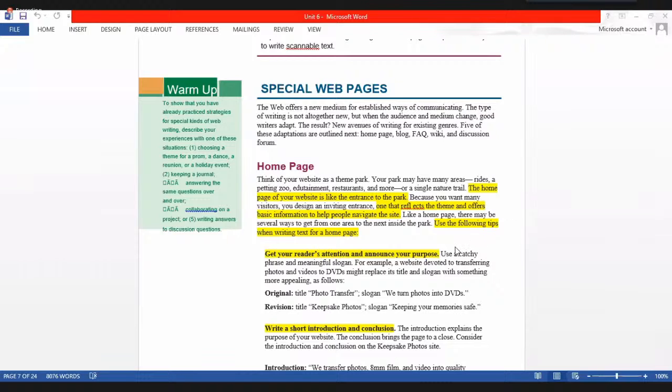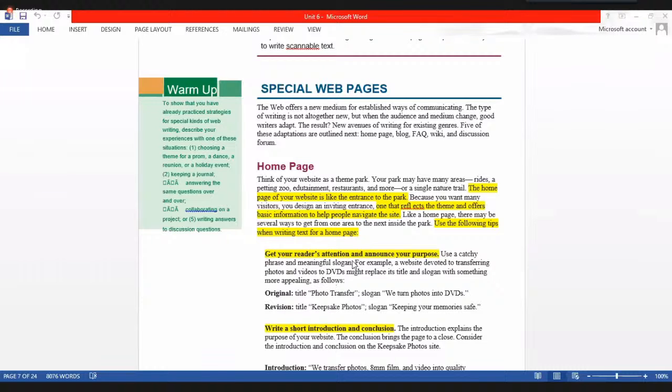If that basic information given there is eye-catching, and if it is effective, then the readers will navigate. Then the readers will search further. Otherwise, the readers will skip that. So that's why it is like the entrance to the park. Use the following tips when writing text for a home page. If you are writing any text for a home page, then you have to follow these tips. These are the important points.